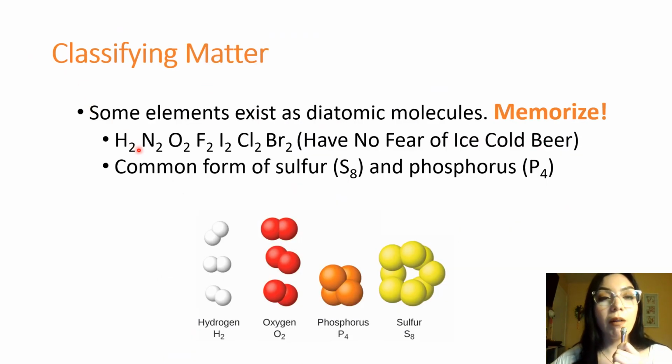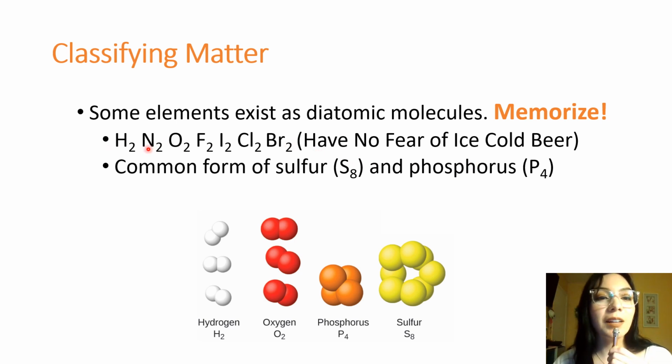So not all elements exist as just that one element, like one atom by itself. Some elements exist as diatomic molecules or as polyatomic molecules. Now specifically, I want you to memorize these right here. And I have an acronym which a student found on the internet already or made up, I'm not sure, but it's an amazing acronym because you'll never forget it. Have no fear of ice cold beer.